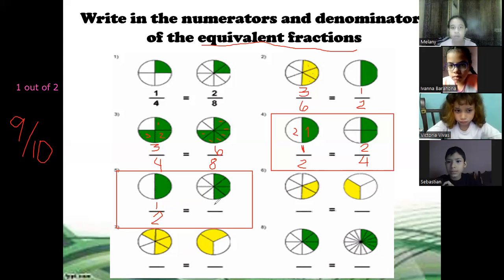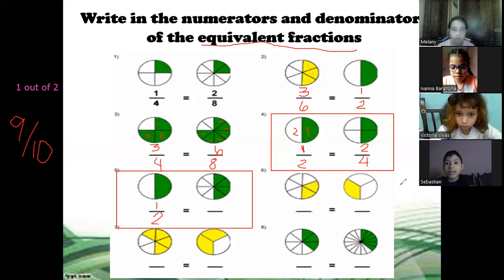Fraction, Sebastian. This fraction, do you know? You need to open your microphone. Open your microphone, please. Do you know, Sebastian? Open your microphone, we have no time. What is a fraction?